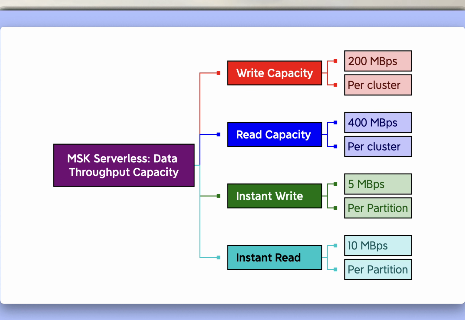MSK Serverless, Data Throughput Capacity. 1. Write capacity, 200 megabytes per second. MSK Serverless supports up to 200 megabytes per second of write capacity per cluster. 2. Read capacity, 400 megabytes per second. It provides up to 400 megabytes per second of read capacity per cluster. 3. Instant write, 5 megabytes per second per partition. There is up to 5 megabytes per second of instant write capacity allocated for each partition. 4. Instant read, 10 megabytes per second per partition. Up to 10 megabytes per second of instant read capacity is allocated for each partition.